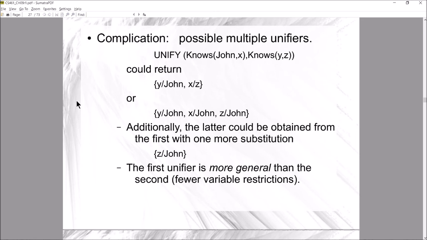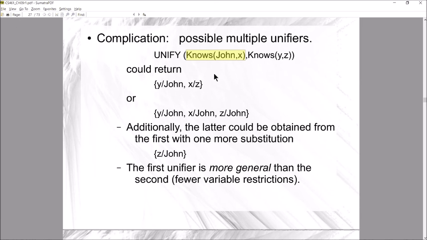Okay, anyway, so here's another complication for you. You could have multiple unifiers. So let's take a look at unify here. We're trying to figure out, John knows somebody. That's the first sentence, sentence P. But you also have this other sentence, Y knows Z. So this first one is saying John knows somebody, and the second sentence is saying somebody knows somebody. So what could the unifier be for this? Well, if we have Z as a substitution for X, and we have John as a substitution for Y, this is a unifier. It will make both P and Q the same.